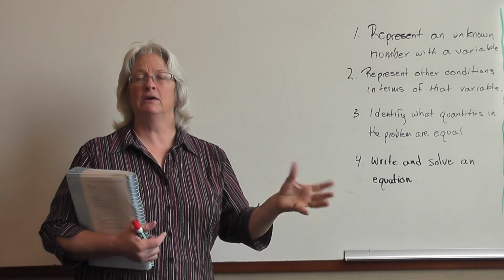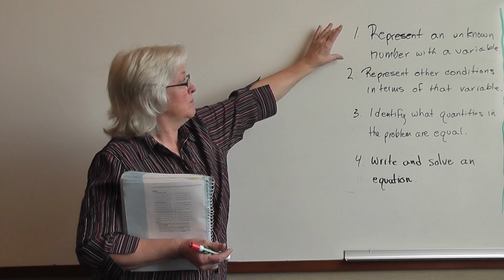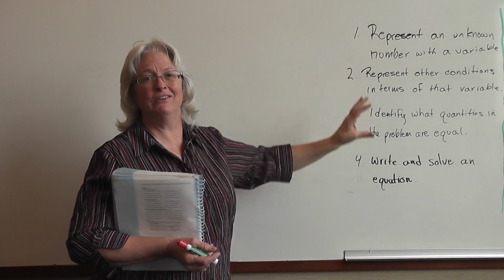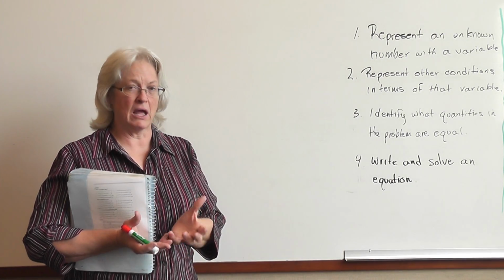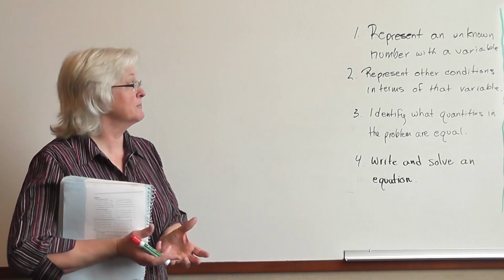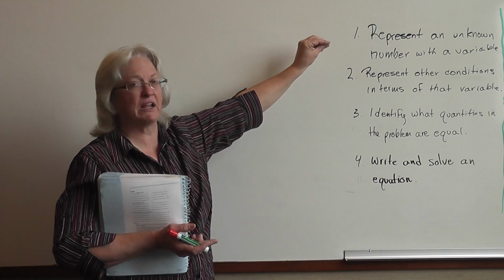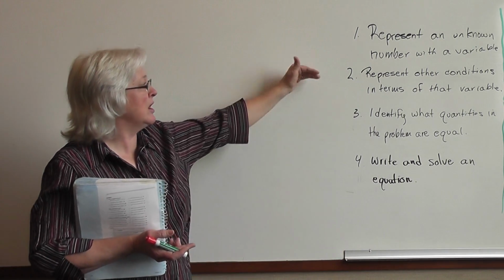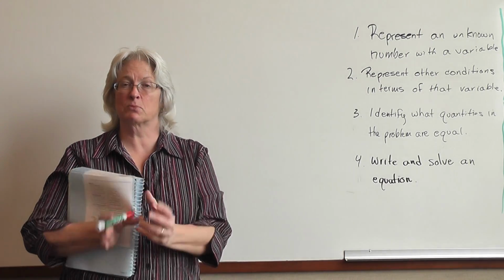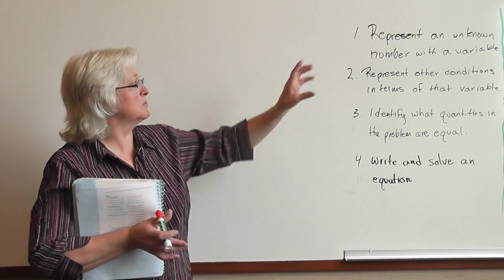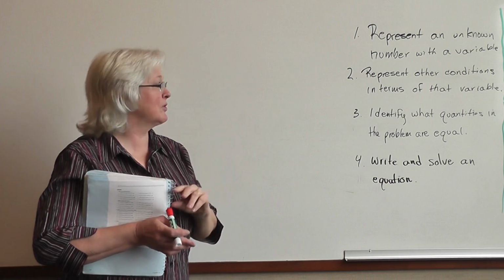Since we're working with word problems, we're finding something that we don't know what the answer is, so that's what they call the unknown. We're representing an unknown number with a variable, and that's what algebra is all about: using a letter to represent the quantity that we don't know. So first, we're going to be representing an unknown number with a variable. Then if there are other conditions that they give to us in that word problem, we're going to express those same conditions in terms of the variable that we've already selected and identified in our first step.